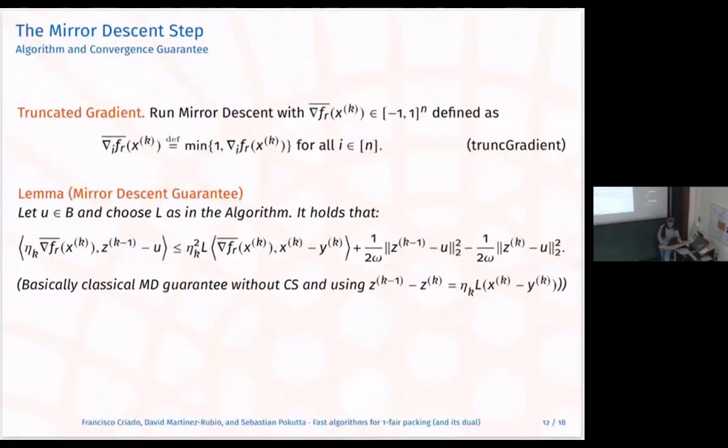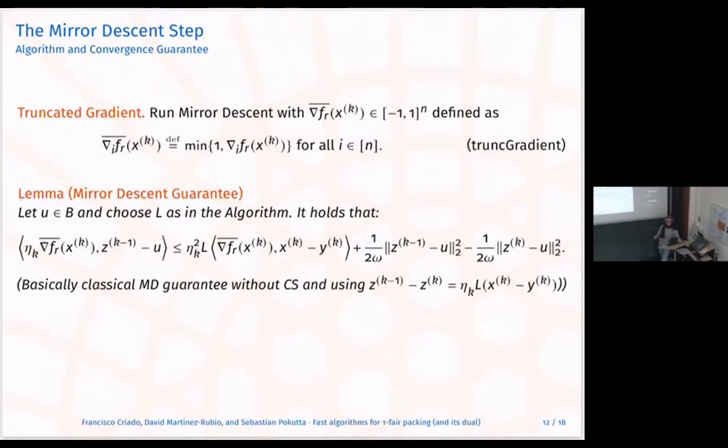And then you obtain the following mirror descent guarantee. This is literally just the standard mirror descent guarantee with two minor changes. You don't do the last step where you do Cauchy-Schwarz. Not so important. If you don't know why you would do this, forget about this. And then the other thing is we have explicitly plugged in that the difference of two Z iterates is basically this term here by the definition of the algorithm. Otherwise, it's just the mirror descent guarantee.